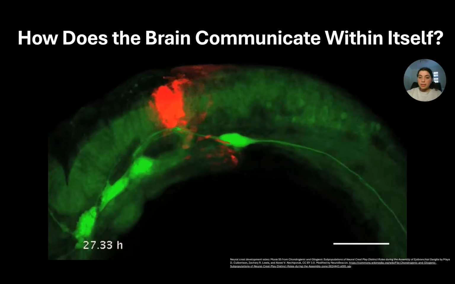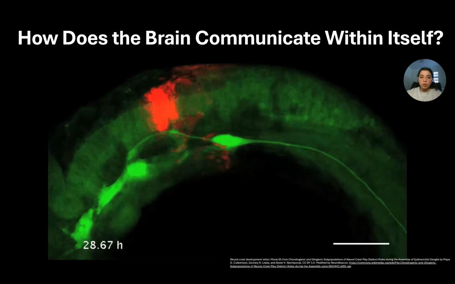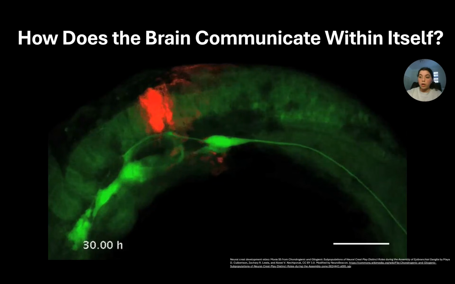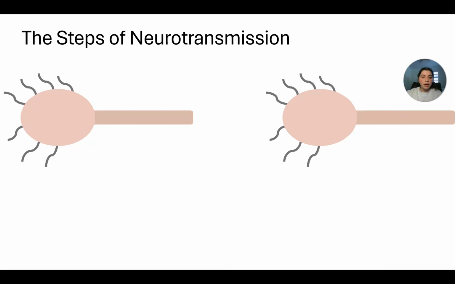Today, I'm going to discuss the overall process of neurotransmission and how different neural circuits are responsible for creating these different aspects of your human experience. I'll first start out by outlining the steps of neurotransmission. Neurotransmission is the process by which two neurons, or cells within the brain, communicate messages to one another.